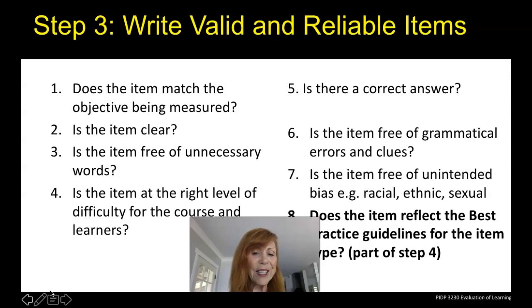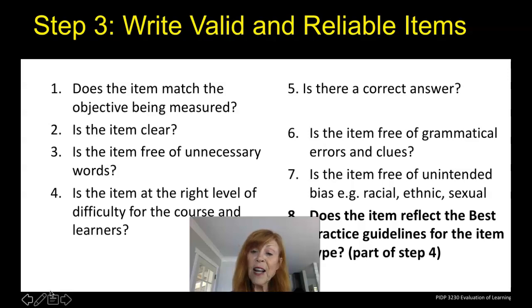Number 5 is really, is there a correct answer? And I say an absolute correct answer, particularly if it's multiple choice, because this will trip up learners when they're doing an exam. Oh, there could possibly be two answers. So we have to ensure that there's a correct answer. And we want to make sure that we're not also tricking learners, where something's really close in one of the responses.